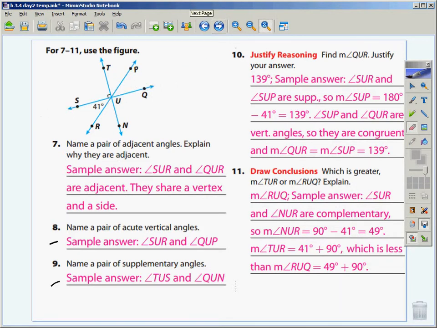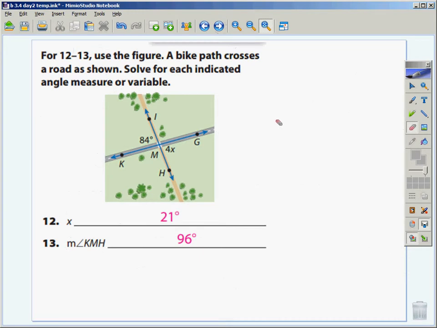Okay, everybody good now? Okay, there's 12 and 13. In this particular problem, they told me that this was 84 degrees and this one was 4x. These two angles are vertical. Vertical angles are always equal. So 4x is equal to 84. And I would divide both sides by 4 then to find the value of x. X is equal to 21. That takes care of number 12.